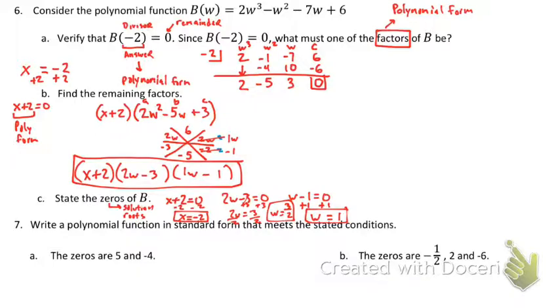All right, let's jump over to number 7 really quick. Okay? So basically, think of it this way. In number 7a, they have given us the answers. They want us to turn it back into polynomial form. So think of it this way. These zeros are x equal to 5, this is in answer form, and x equal to negative 4.